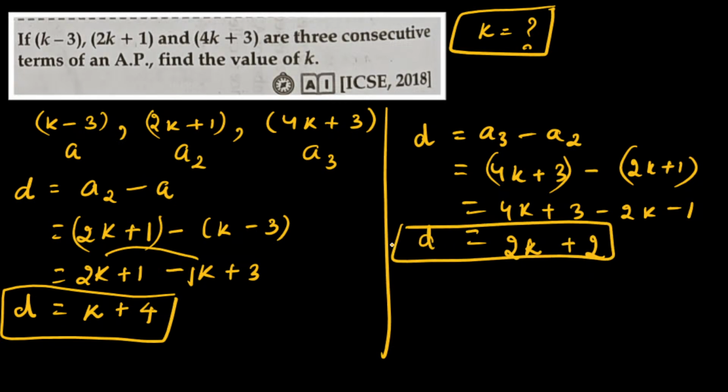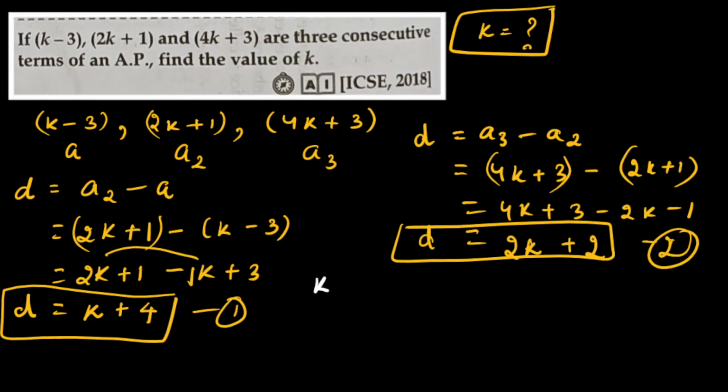Both the values of D we have found now. This is first one, this is second one. Because both the values are of D only, we can just equate. So we can write K plus 4 is equals to 2K plus 2.